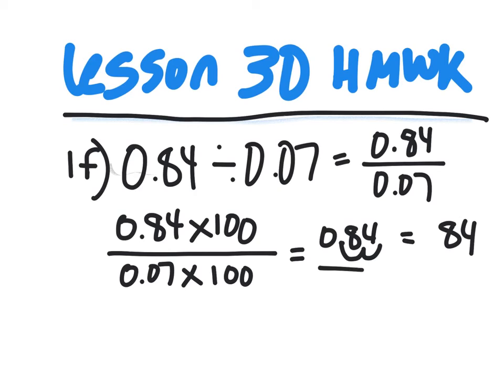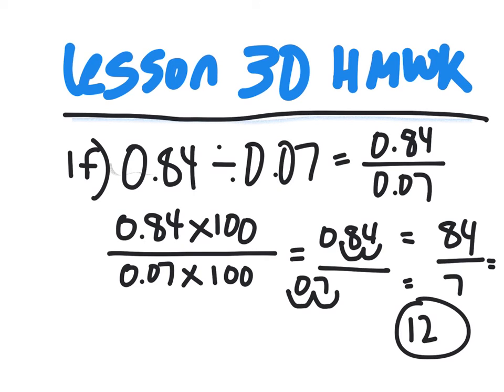Same thing on the bottom. The decimal point will move 2 places to the right because there's 2 zeros in 100. So 7 hundredths will become 7. 84 over 7 is equal to 12. And that's your answer for 1F, 12.